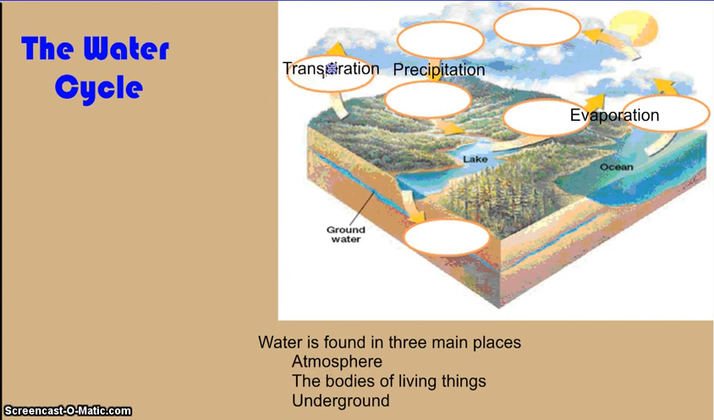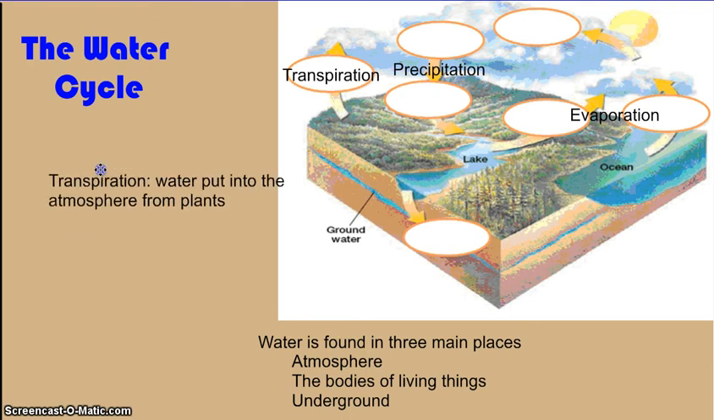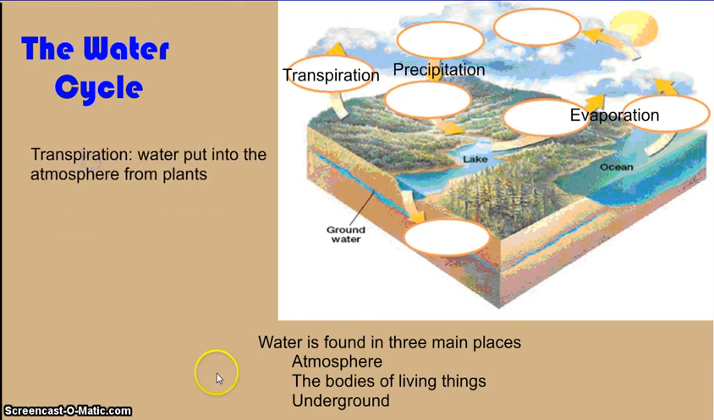Transpiration is kind of an unusual process. It puts water into the atmosphere from plants. Here's the definition of that if you've never heard of transpiration. Transpiration is water put into the atmosphere from plants. Groundwater is water stored on the ground. Surface water is water that's stored on the surface of the planet.